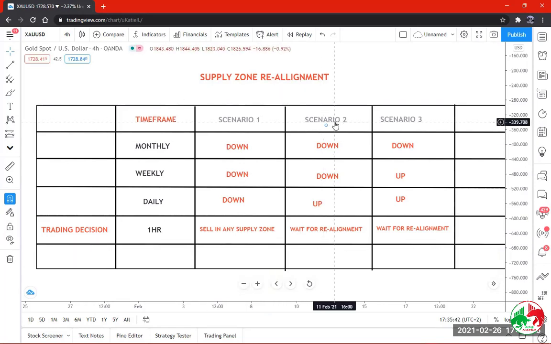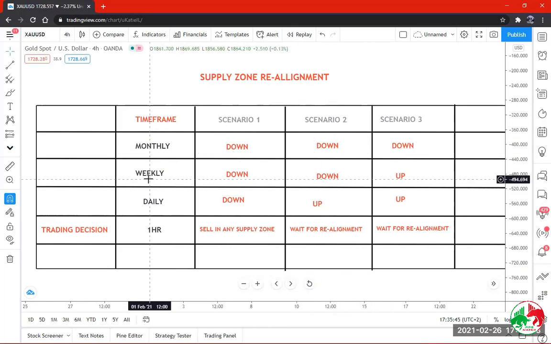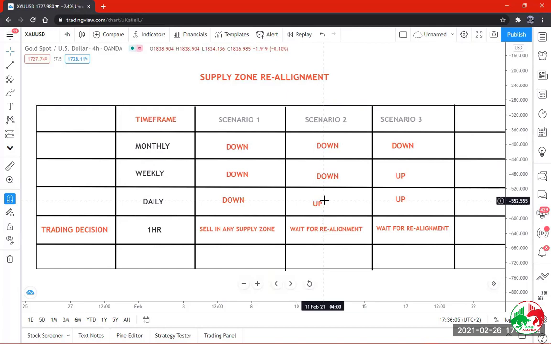For scenario two, if the monthly is bearish, the weekly is bearish, and the daily is bullish, then you simply wait for the alignment. It simply means there's no alignment between these three time frames. Only two time frames are aligned. So we simply wait for the daily to also close bearish. Immediately when the daily closes bearish, then you look for imbalances that happened on the previous daily close.